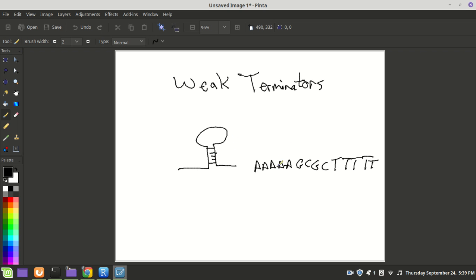Now, generally, a strong one, when this is complementary to this, and it's a perfect complement, we're going to get what we call a strong terminator. All right, because all of these will stick to all of these, and none of these stick to any of these. So that's a strong terminator.